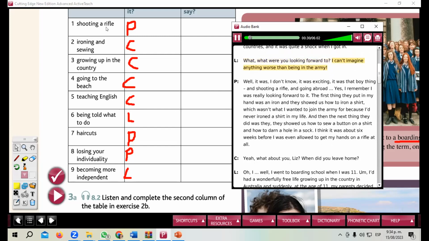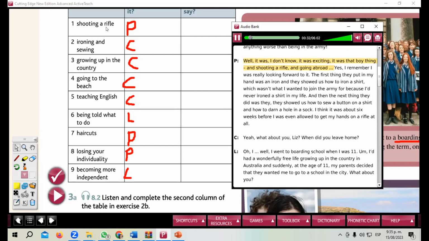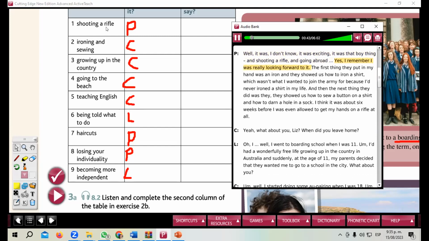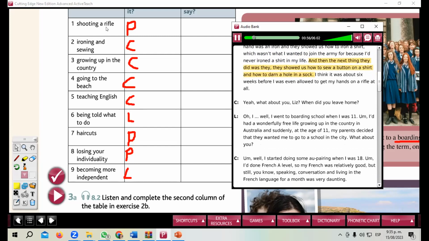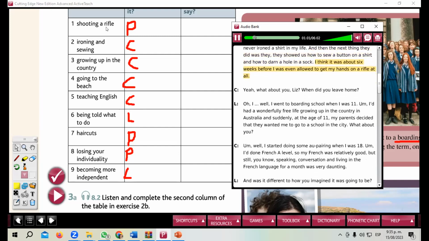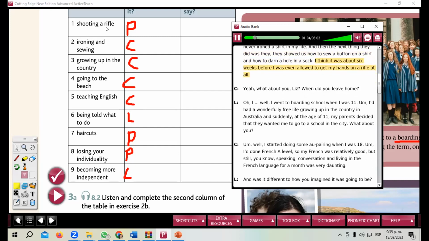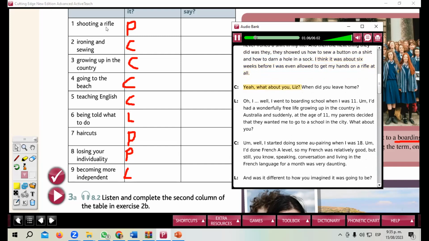I can't imagine anything worse than being in the army. Well, it was, I don't know, it was exciting. It was that boy thing and shooting a rifle and going abroad. Yes, I remember I was really looking forward to it. The first thing they put in my hand was an iron, and they showed us how to iron a shirt, which wasn't what I wanted to join the army for, because I'd never ironed a shirt in my life. And then the next thing they did was they showed us how to sew a button on a shirt and how to darn a hole in a sock. I think it was about 6 weeks before I was even allowed to get my hands on a rifle at all.